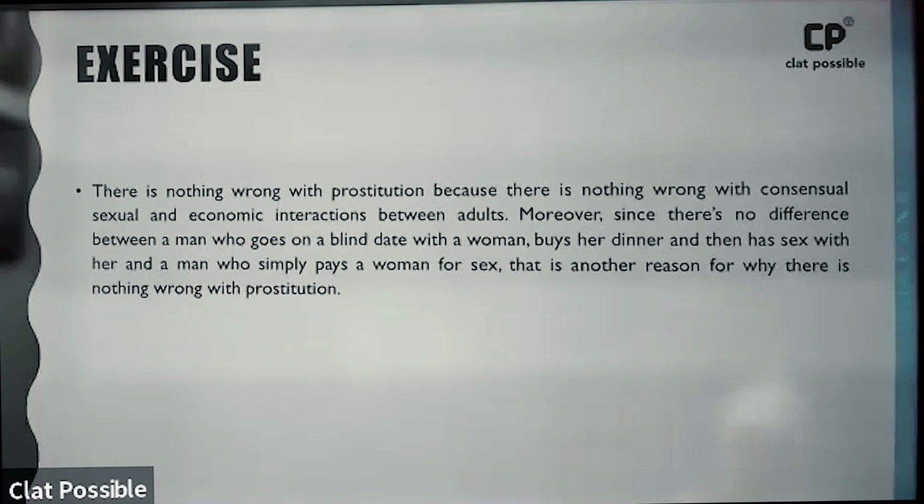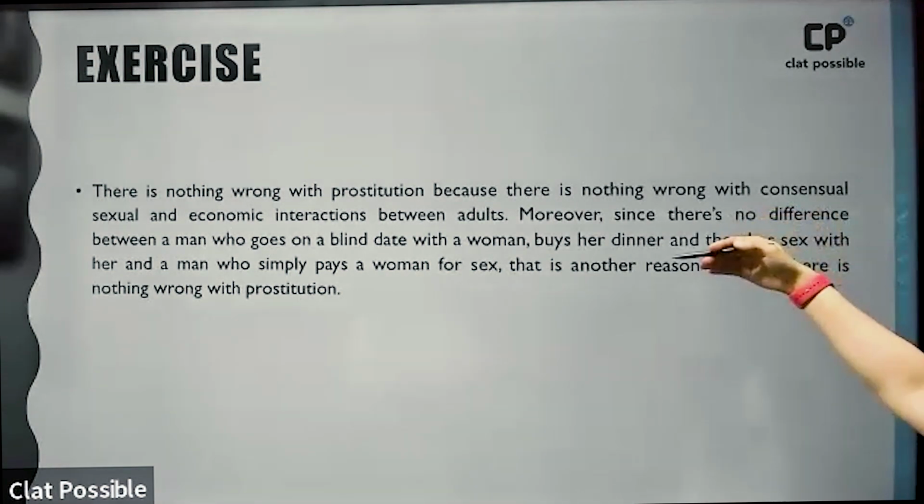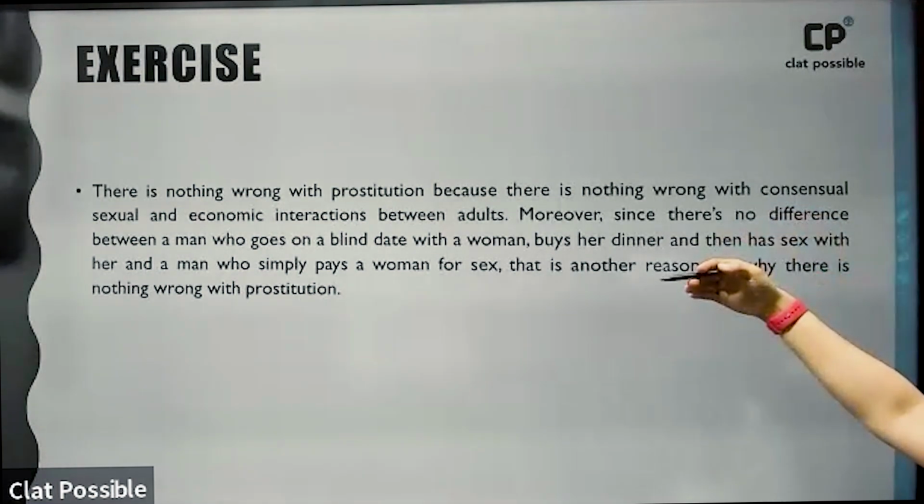Okay, quickly conclusions and basic relationship of premises. So the first line, there is nothing wrong with prostitution, and you have two independent kinds of reasons there, right? First is because there is nothing wrong with consensual sex and economic interaction. And second is that the author is explaining, they can be written independently, is taking an example of a blind date. So this example of a blind date is an illustration.